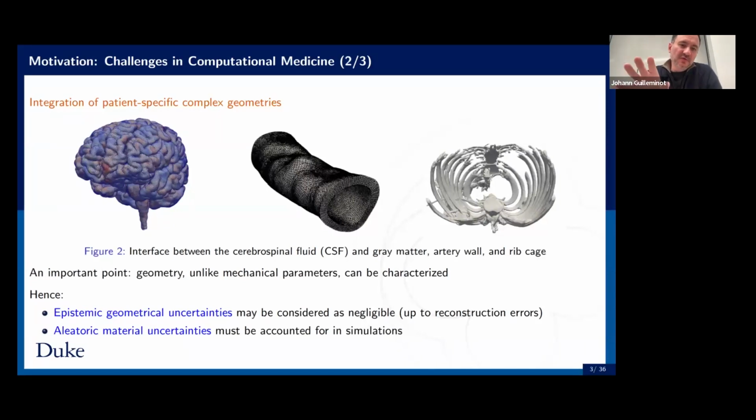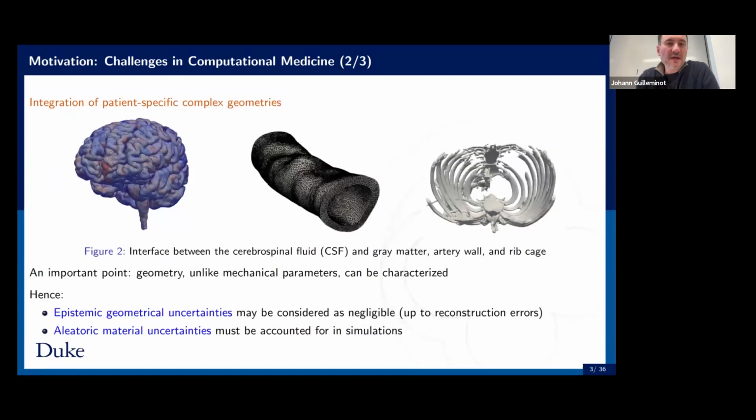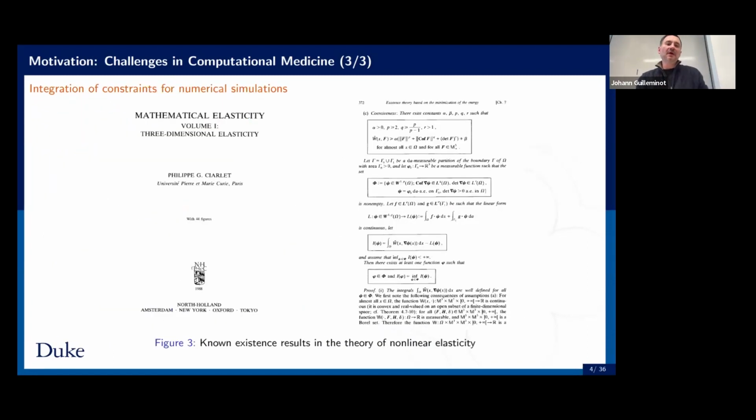So when it comes to modeling those things, there are very few uncertainties in the way you can model the geometry because it's essentially a reconstruction error. But when it comes to material uncertainties, you need to account for the fact that if you look at this group of individuals, different people, different ages, different genders, health conditions, there is substantial variability in it.